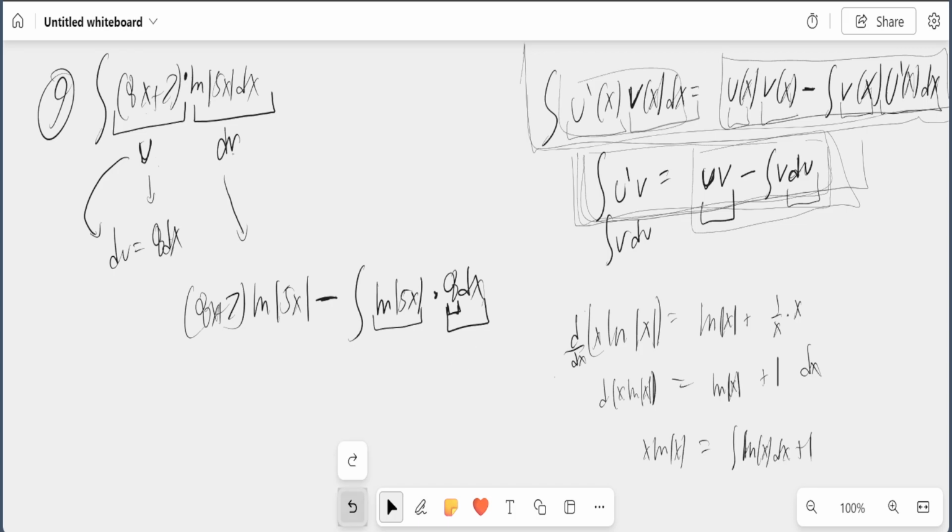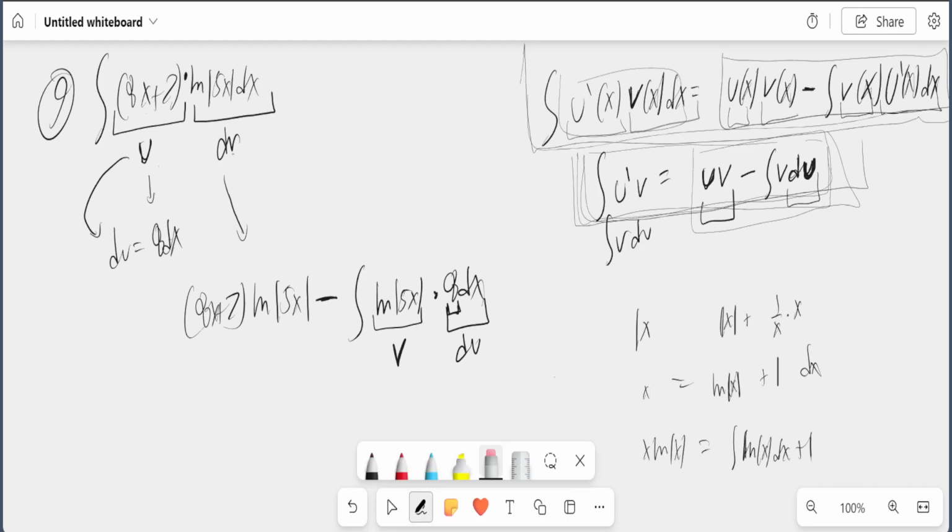I'm confused. Okay. Minus integral of v d, is that v dv or v du? Du. Yeah, that's probably du. Okay, yeah, then that makes sense. But in the formula, how did you get uv minus integral of v du? I thought it was v dv. Let's go through it one more time.